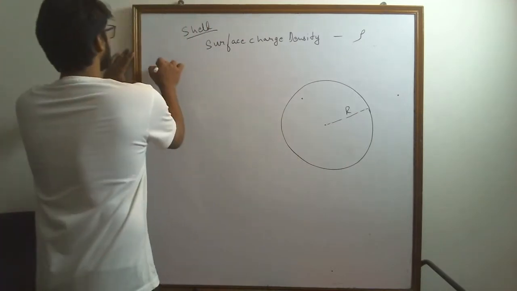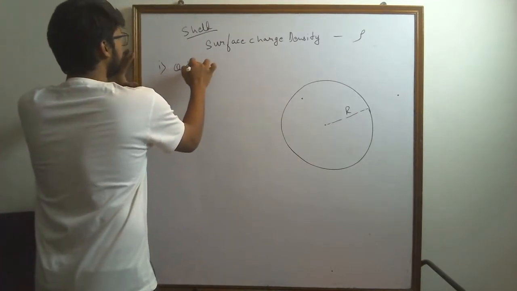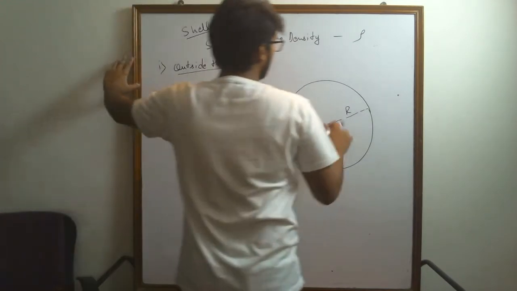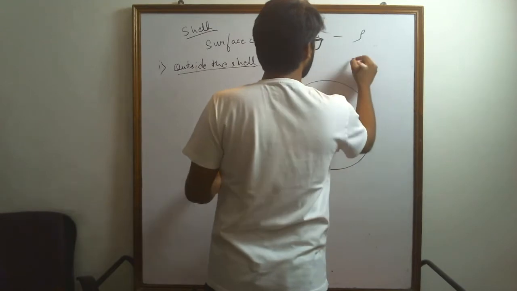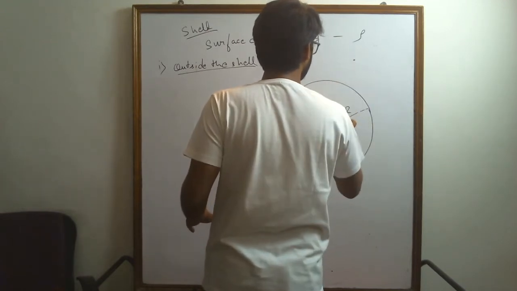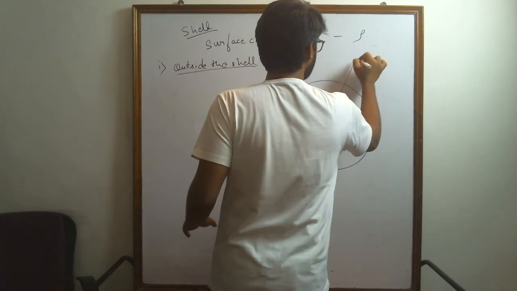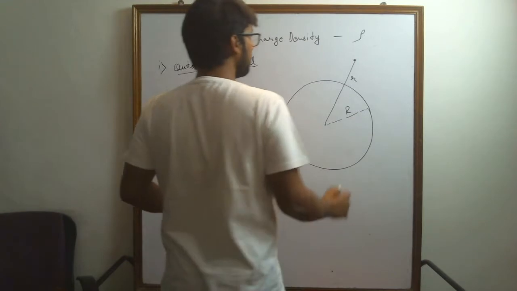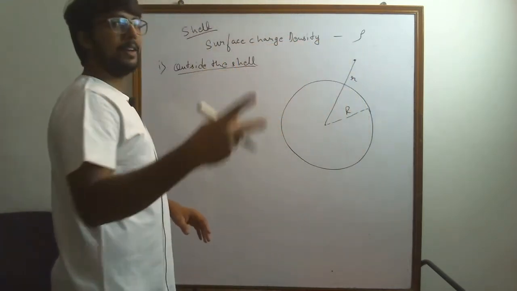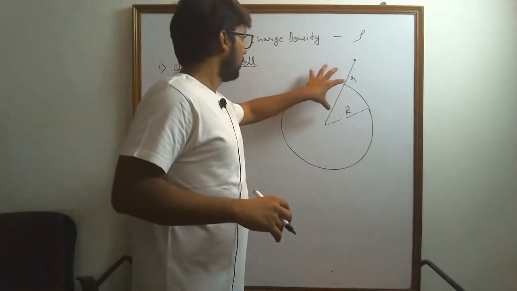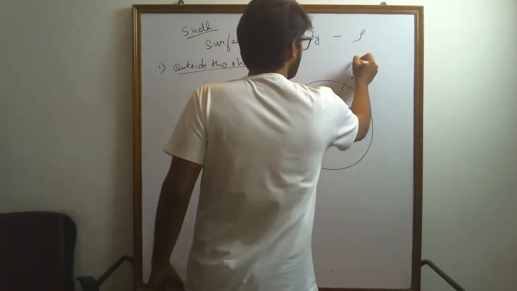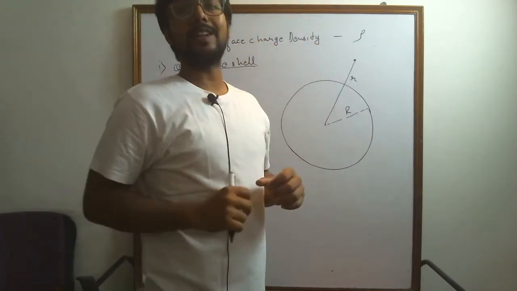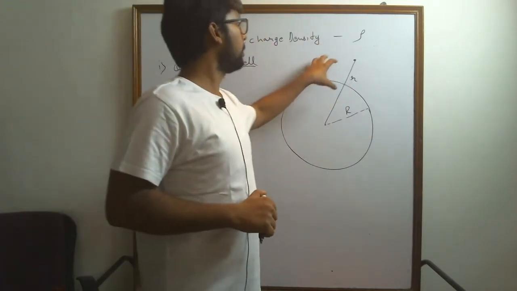Okay, so let's first talk about outside the shell. If I'm going to take a point outside the shell here, let's take the distance of this point as r from the center, of course. Now just like every other thing that we've taken, what is the Gaussian surface that I have to encapsulate, right? Obviously the Gaussian surface that I'll encapsulate here is going to be another sphere.